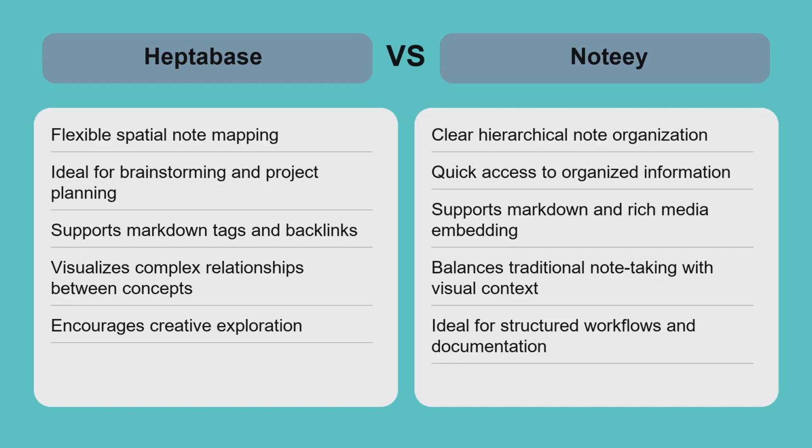Heptabase's strength is spatial freedom but can feel chaotic for users who prefer structure. Noteey offers clarity and organization but limits freeform creativity. For example, a researcher mapping a complex topic may benefit from Heptabase's visual clusters, while a student organizing lecture notes might prefer Noteey's folder system. Both support Markdown and multimedia, but choosing depends on whether you prioritize creative flexibility or structured clarity.